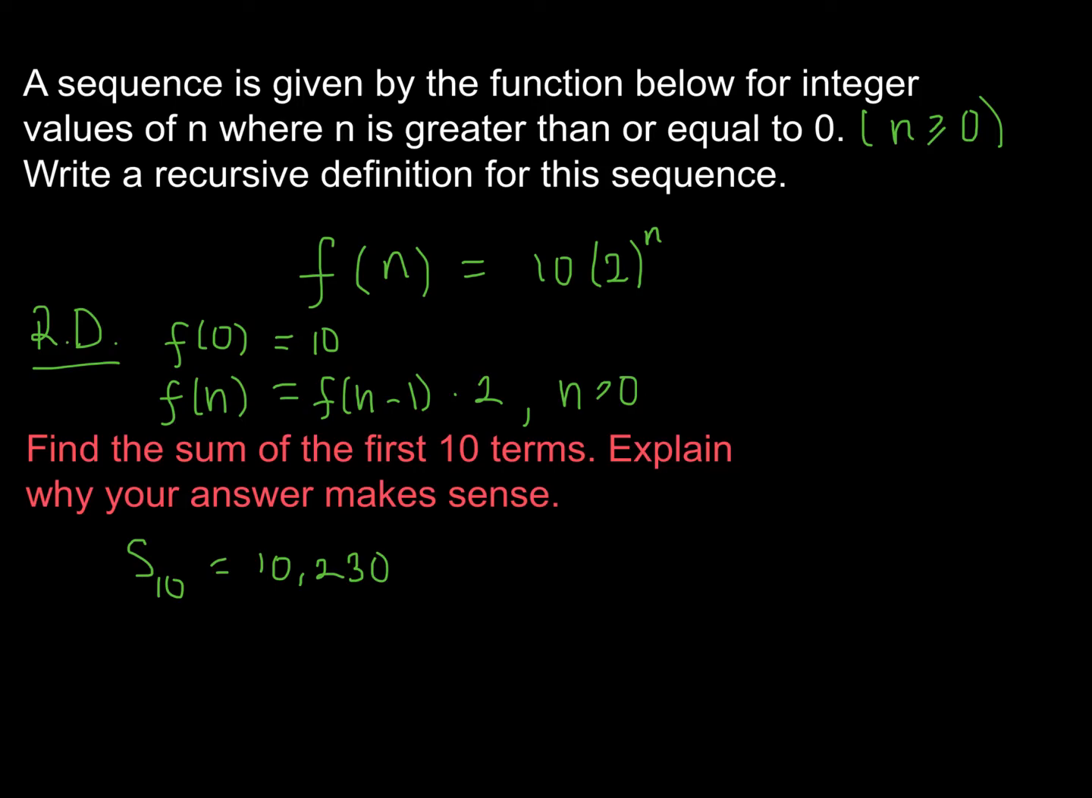So what I'm going to do is take S sub 10 and explain why your answer makes sense. And I get 10,230, and that should make sense because I'm starting with 10, and every time I'm doubling it. So each term is going to get twice as big as the previous one, and I'm adding them all up. So I should be getting a pretty big number.